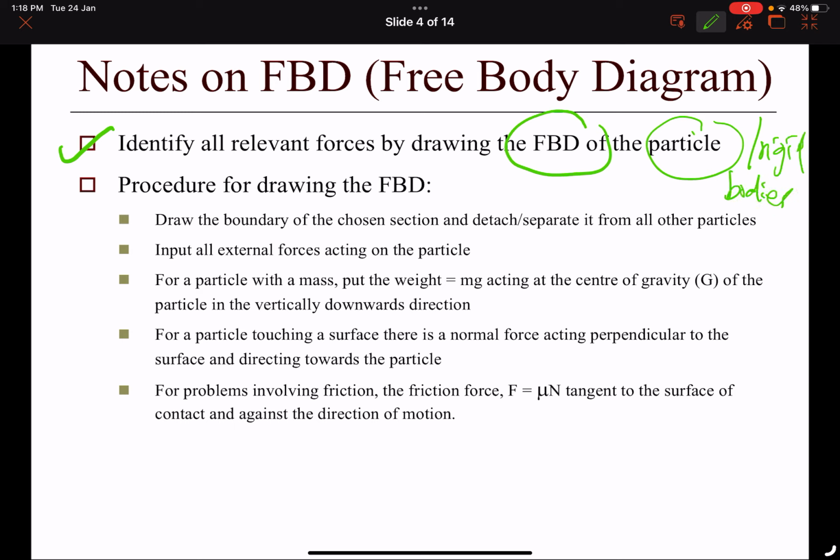Okay, and the procedure, I believe that you are already aware of this one. So you have to draw the chosen section and separate it from all other particles. So you have to choose, and you have to detach or separate it from all other particles. Okay, so I will go.